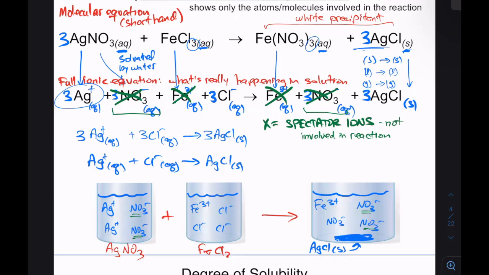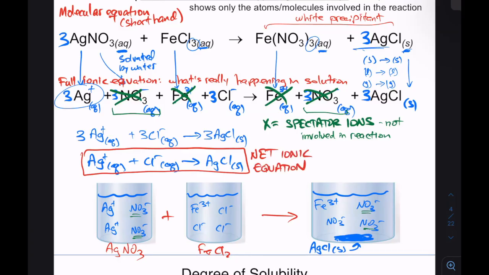This is the only thing that's happening in this whole complex reaction here. This is what we call the net ionic equation. This is the actual chemistry that's taking place.